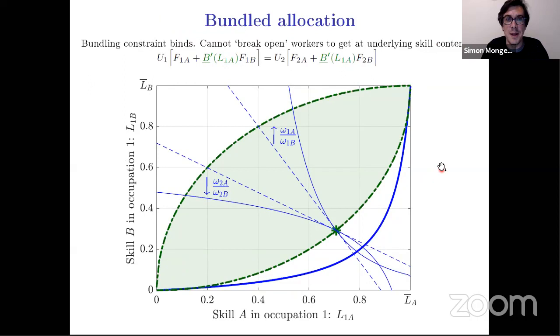Back to the bundled allocation. Again, in the bundled allocation, these wedges in skill prices open up within occupations, and this is going to be important for thinking about within-occupation inequality.